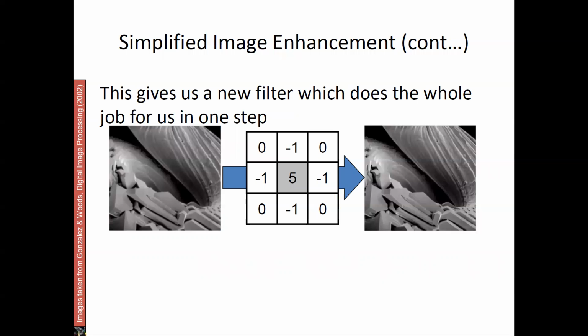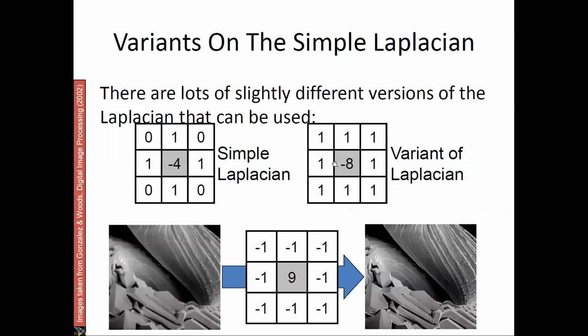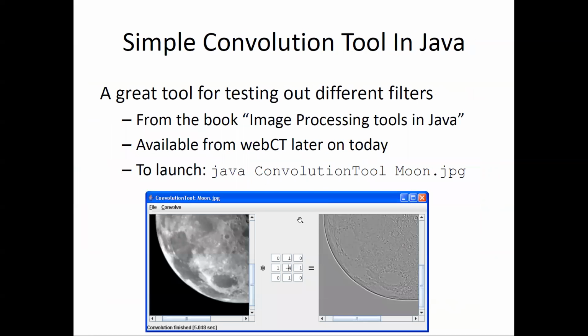So we have a new simplified image enhancement based on this, where the +1 has become -1, and -4 has become +5. If we include the diagonal pixels, these four diagonals, then the -4 becomes -8, and the total thing will become a series of -1, with the center being 9. So we can do any of them and see the result.